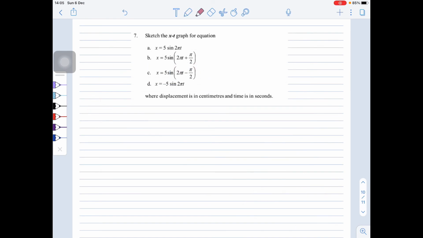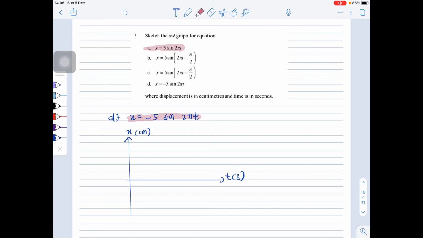Okay, so now last one is question D. Okay, question D, x is equal to negative 5 sine 2 pi t. So this one pun sangat senang. Okay, so let's draw the axis first. Okay, we have x, which is in centimeter. And then we have t, which is in second. So this one adalah sama dengan equation yang first kali kan.